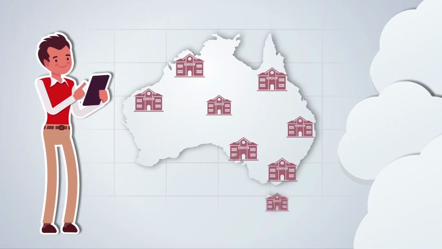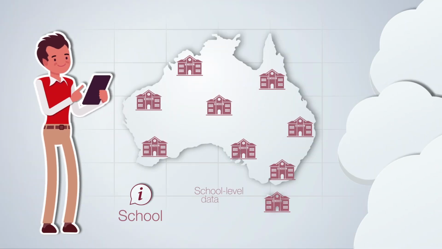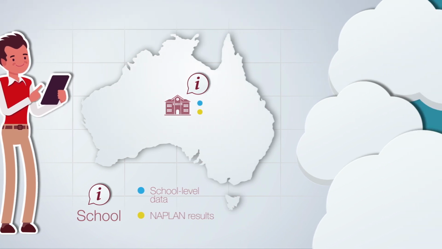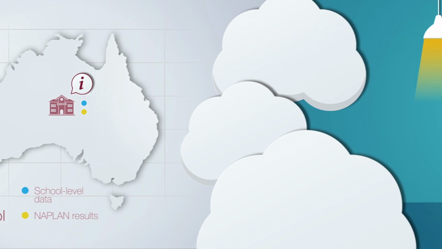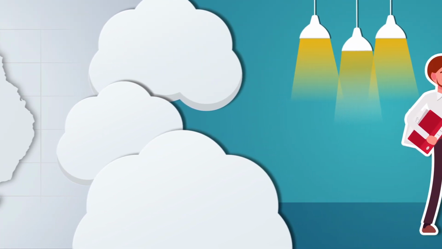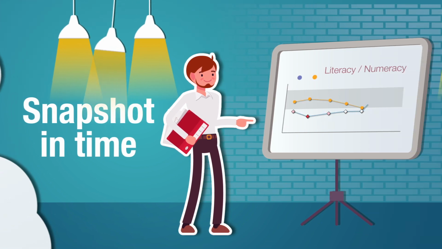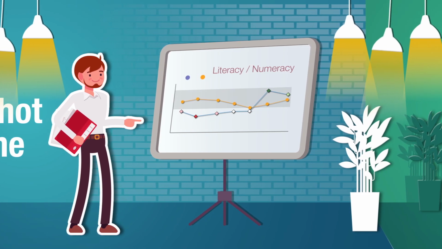The My School website helps you search and find school-level information and data on every school in Australia, including information on a school's NAPLAN results. It's important to remember that NAPLAN does not measure overall school quality. It provides a snapshot in time of the average student level of achievement in literacy and numeracy at the school.